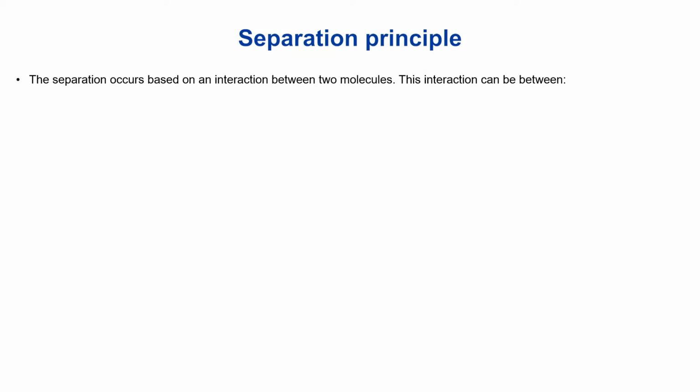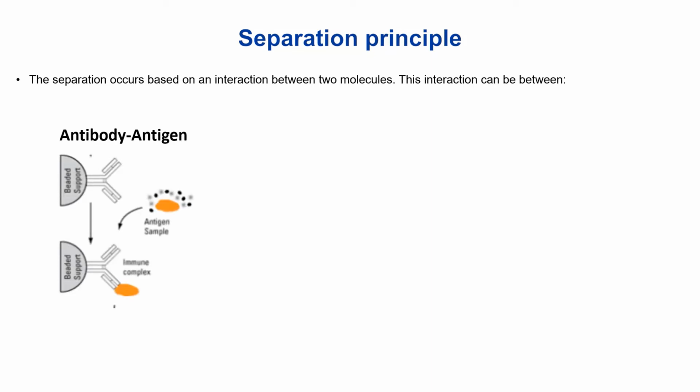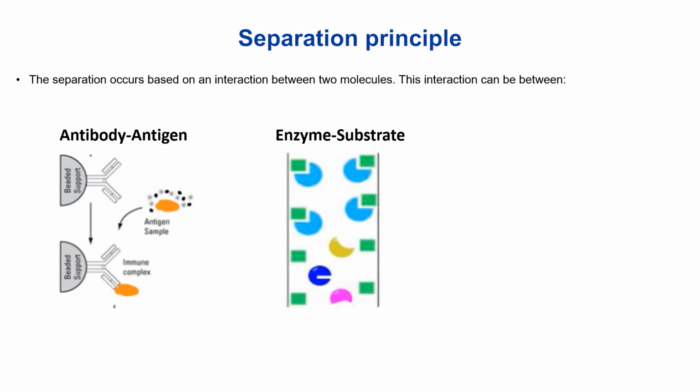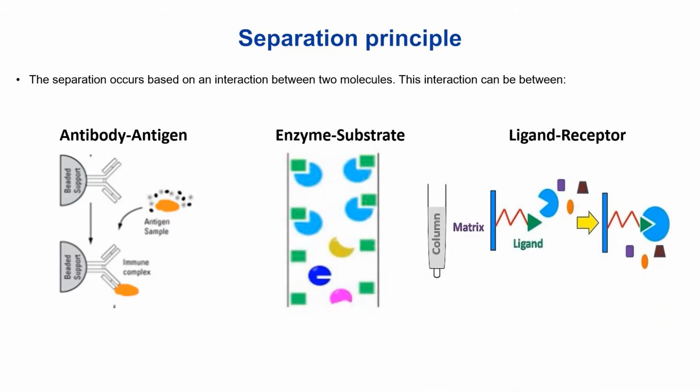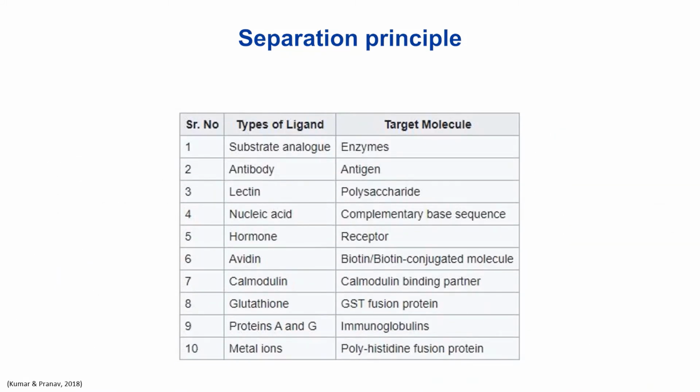In affinity chromatography, the general separation principle is based on a highly specific macromolecular binding interaction between the biomolecule and another substance. This interaction can be between an antibody and antigen, an enzyme and substrate, or between a receptor and ligand. Different types of binding interaction commonly used in affinity chromatography procedures are summarized in this table.